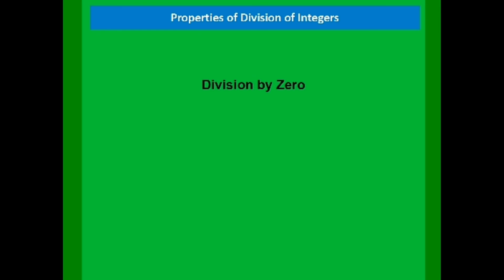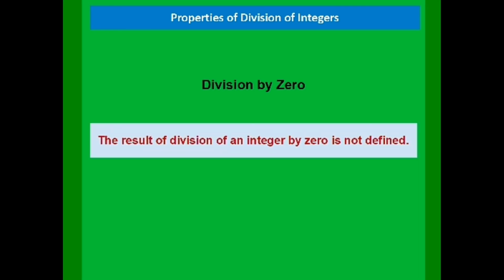Next property is division by 0. The result of division of an integer by 0 is not defined. For example, 5 divided by 0 and minus 38 divided by 0 are not defined.